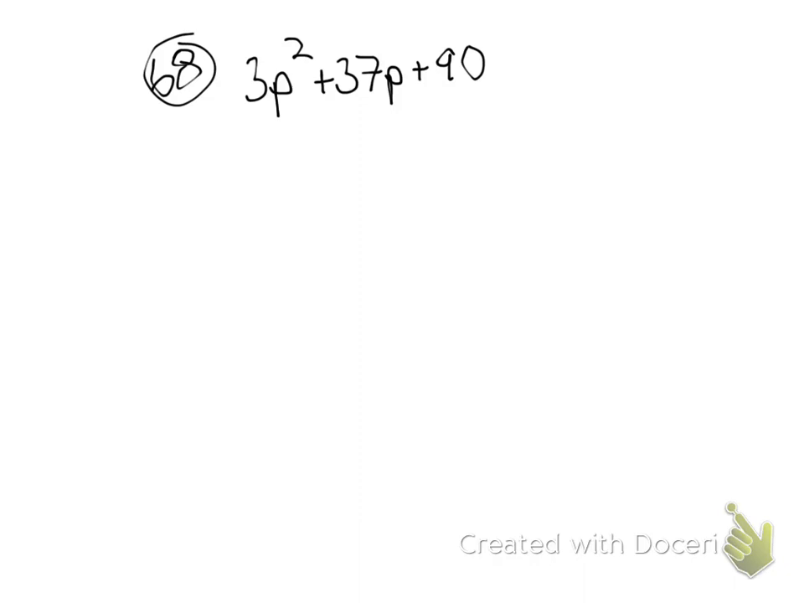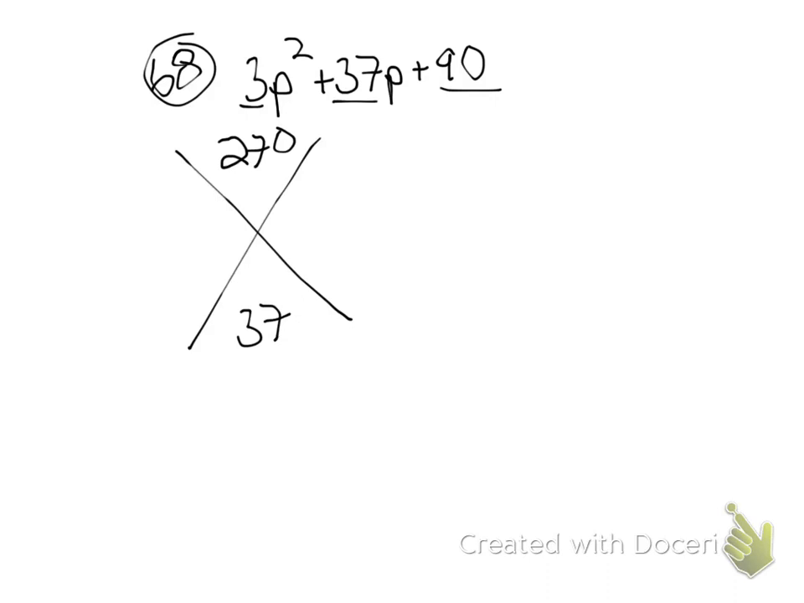So first thing we look and we say, is there any greatest common factor? And so we got 3p squared plus 37p plus 90. So there's a 3. 37 is not divisible by 3, but 90 is, and 3 is. So there is no greatest common factor because of that 37. So what we're going to do is we're going to take A times C, which is 3 times 90, which is 270. We put that on the top, and then down on the bottom we put our B, which is 37.